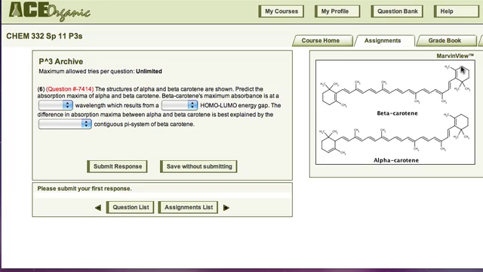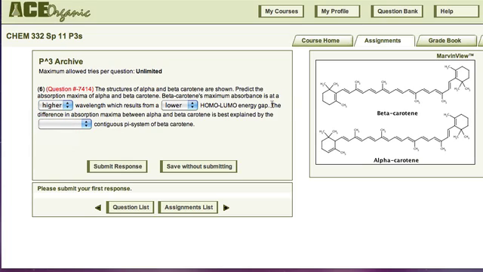So what are the properties of longer pi systems, right? Well, they have smaller HOMO-LUMO gaps, right? So immediately we can go to the second blank and say that the HOMO-LUMO gap in beta carotene, which has the longer pi system, will be lower than the HOMO-LUMO gap in alpha carotene, which has a shorter pi system. The effect on the wavelength has to do with the relationship between energy and wavelength, right? So energy is proportional to frequency and inversely proportional to wavelength. As the energy goes down, the wavelength of maximum absorbance will go up.